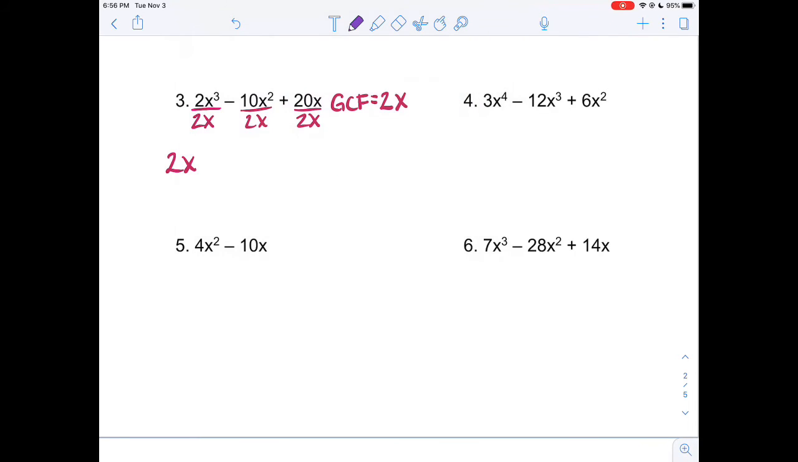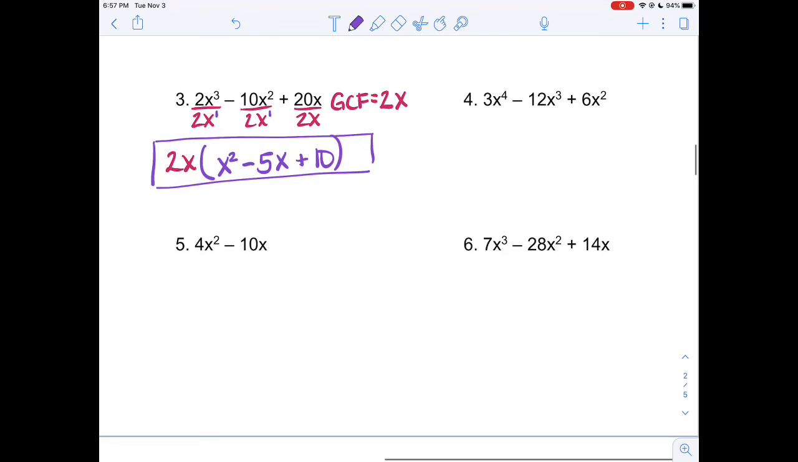And when I pull that out, I have 2x to the 3rd divided by 2x. Remember to subtract your exponents, 3 minus 1. That's going to give me an x squared. Then I have that negative 10 over 2. I'm going to have negative 5 and a single x because 2 minus 1 is 1. And then finally, 20x divided by 2x is going to give me a plus 10. The x's, there's one on top and bottom, so those go to 1 and cancel out.